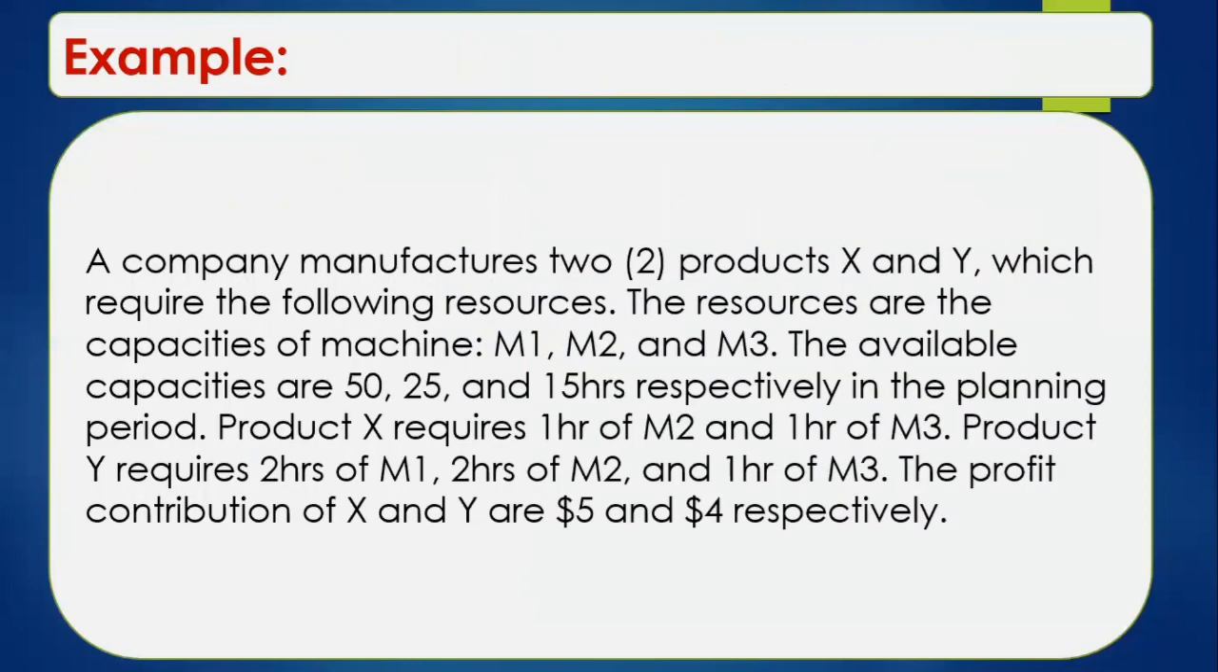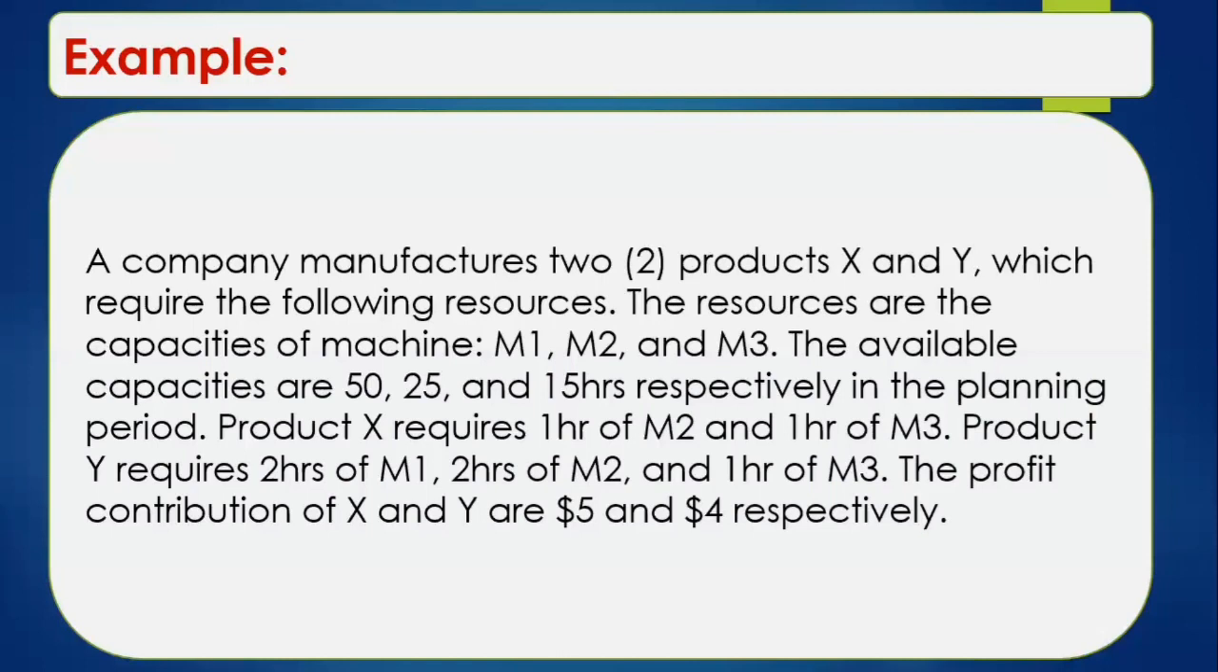And now, in order for us to better understand these terminologies of linear programming, let's have an example. So our example states a company manufactures two products. We have product X and product Y, which require the following resources. The resources are the capacities of machines. So in this particular example, we have three machineries: machine 1, machine 2, and machine 3. The available capacities are 50, 25, and 15 hours, respectively, in the planning period.